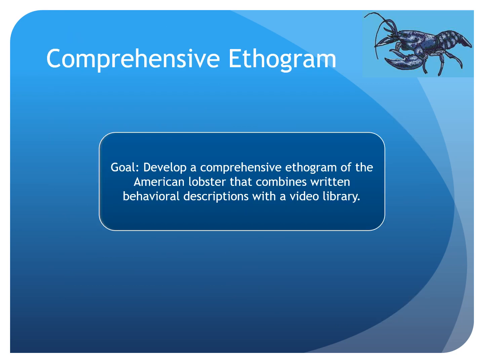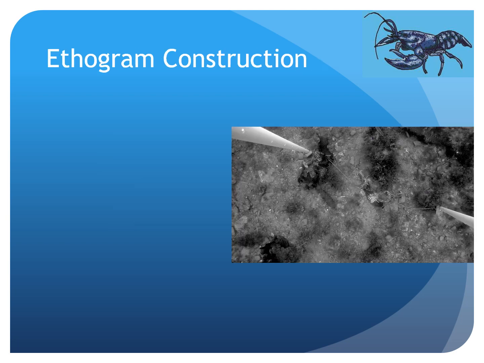So my goal was to develop a comprehensive ethogram of the American lobster that combines written behavioral descriptions with a video library that shows examples of both wild and captive lobsters. To do this, I first needed to become familiar with lobster behavior, and that means watching a lot of lobsters and reading a lot of descriptions.